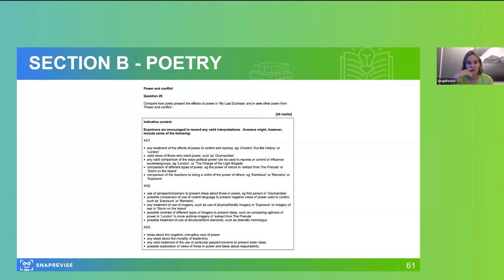AO2 is the analysis of different types of imagery, contrasting imagery, sublime imagery, and possible treatment of structural or formal elements. If you were to comment on the fact that it is a dramatic monologue and analyse that, you would get a mark within the AO2 bracket. And then with AO1, talking about the comparison of different types of power. This is more to do with what exactly you're choosing to analyse: any treatment of the effects of power, a valid comparison of political power to repress or control or influence societal groups.